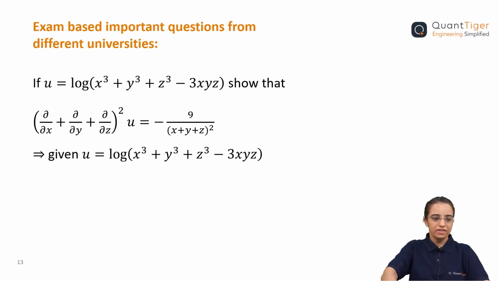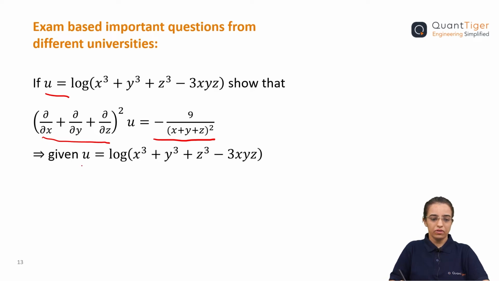So first question is here: if u is equal to log of x cube plus y cube plus z cube minus 3xyz. So we have to prove that this whole bracket square, del by del x plus del by del y plus del by del z, bracket square into u is equal to ये जो दिया है राइट हैंड साइड में होना चाहिए. So सबसे पहले तो गिवन फंक्शन हमें जो दिया है उसको as it is we will write it.